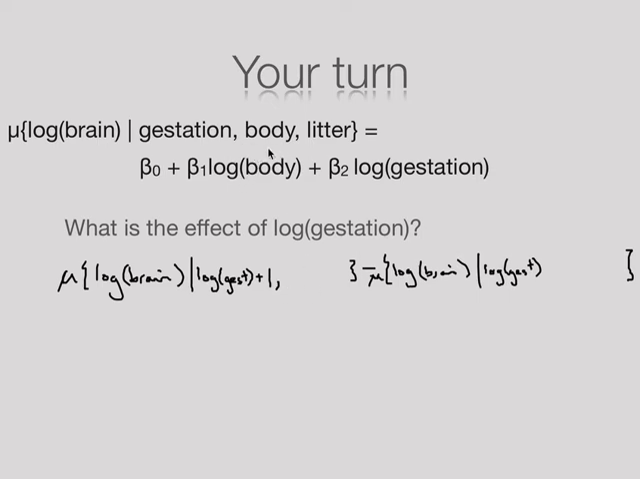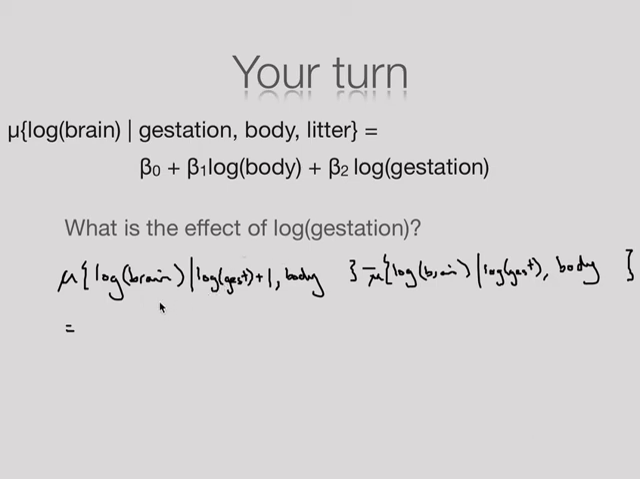So in this model, there's also body size. That's going to be the same on the left-hand side and the right-hand side of this difference. It also says here it's a function of litter size, although there's no terms for litter size in my model, so I'm just going to leave that off in these two means. Okay, so that difference of means tells me what the effect of log gestation is.